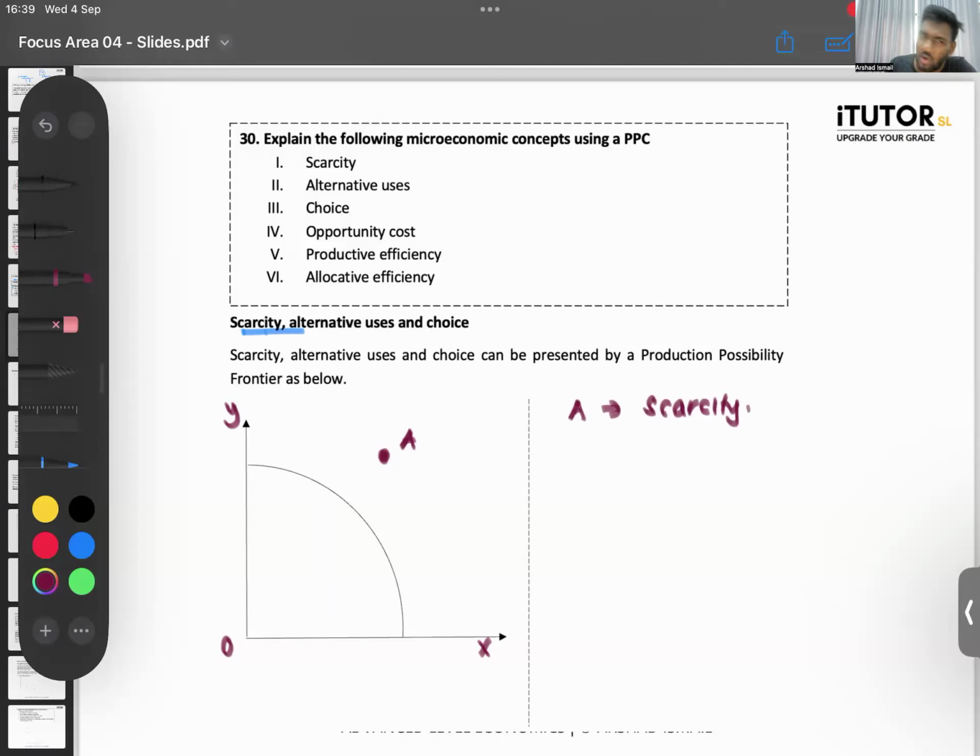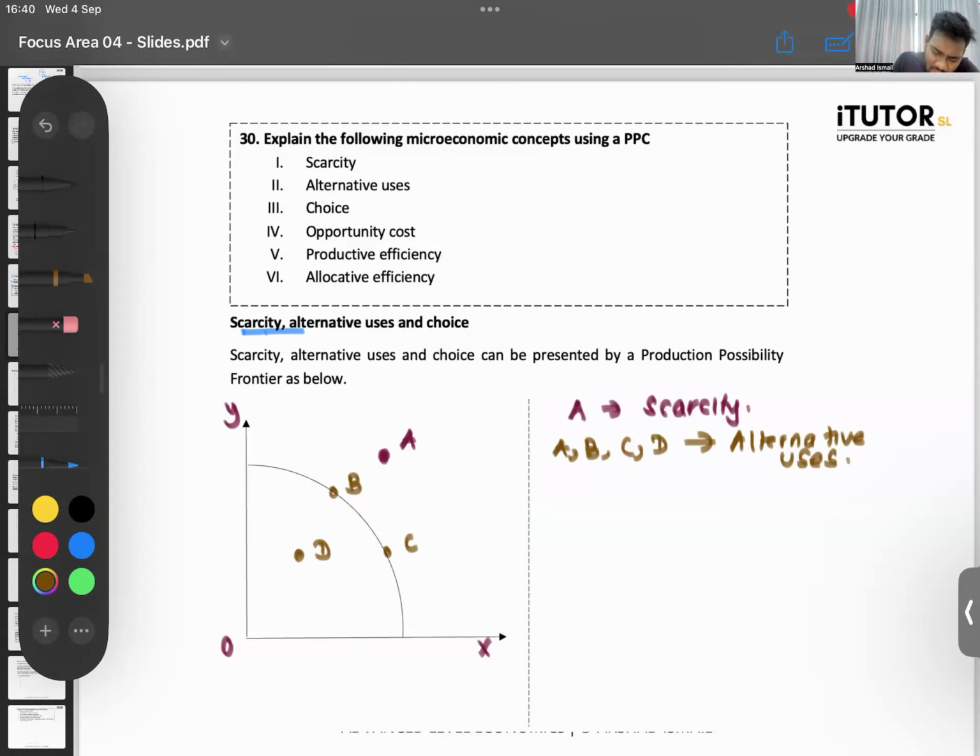How do we represent alternative uses? How do we show alternative uses on a PPC? Alternative uses can actually be any point. In your exam, they will not even ask you to show alternative uses. Because let's say this is point B. This is point C. Let's say this is point D. So points A, B, C, and D, all of it represents alternative uses. So even a point outside, you can say practically not possible, but even the scarcity point you can consider as an alternative use. And usually in your exam, they will not ask you to show this because any answer you give is correct. If you just put a dot, that's correct. So alternative uses can be almost anything.